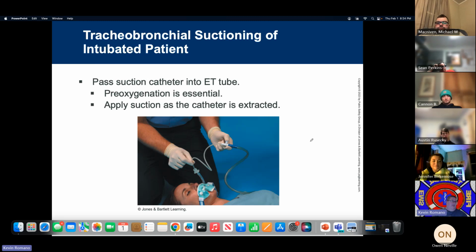Tracheobronchial suctioning down the ET tube. What we do is we take this, we shove it down the tube, and we only suction on the way out. And this is how we control the suction. Pre-oxygenation is essential when you're doing a lot of suctioning because it does suction the oxygen out of the lungs. So something to think about.